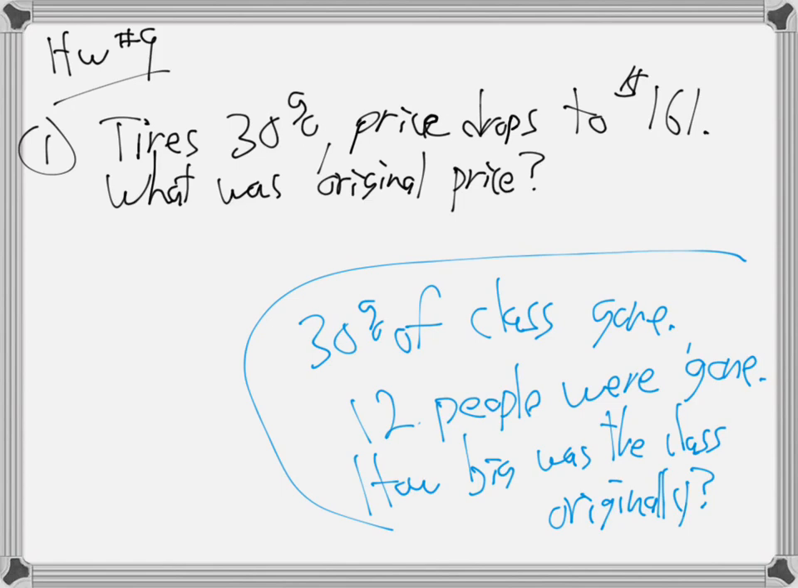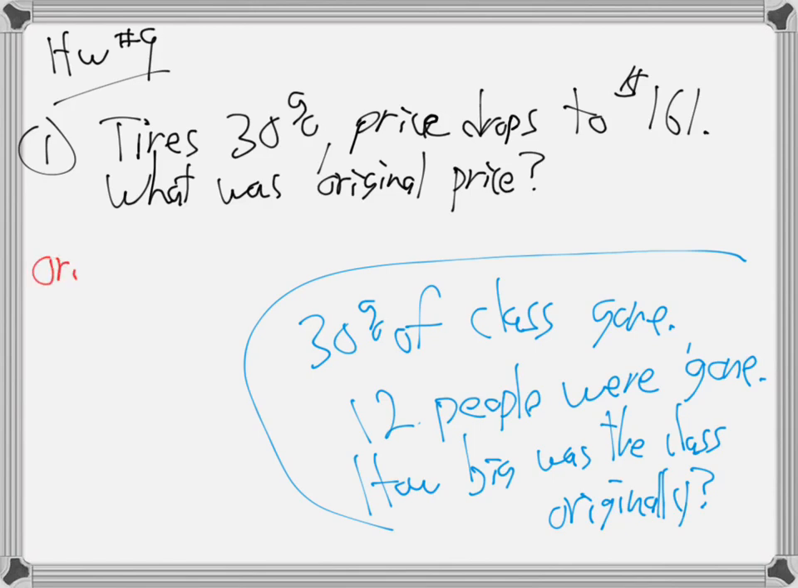You don't even have to write that one down. I'm just scribbling it in the corner. Do you see how this would not be a percent increase, decrease question? Because it's not saying increase something by 30% or decrease something by 30%. They're just saying 30% of the class. Whereas here, they're saying the price drops by 30%. It decreased by 30%. As soon as you see that, you're going to write out this formula.